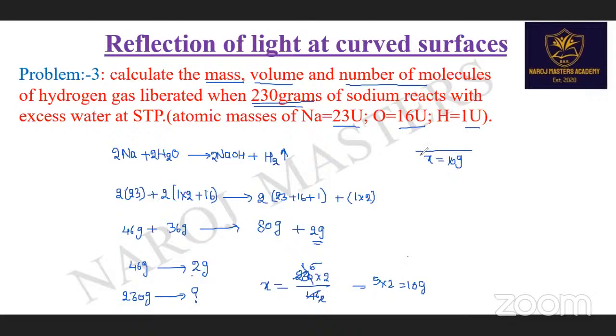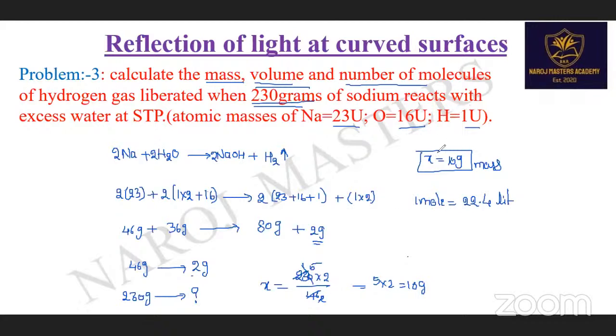So this is the mass of hydrogen gas liberated. Then what is the next step? To find the volume. To find the volume, 1 mole is equal to 22.4 liters.